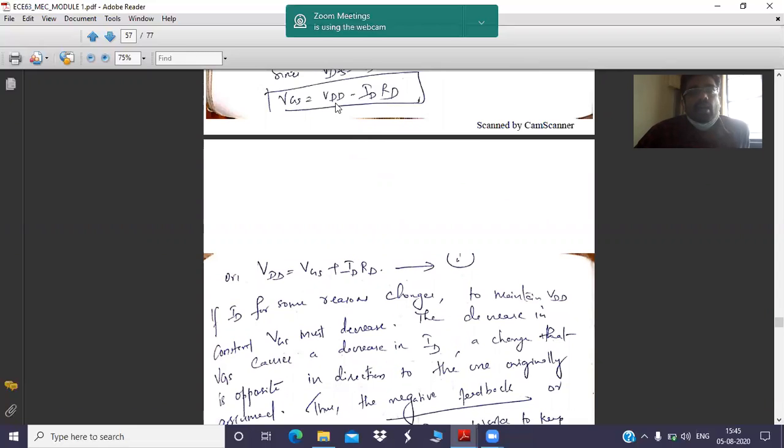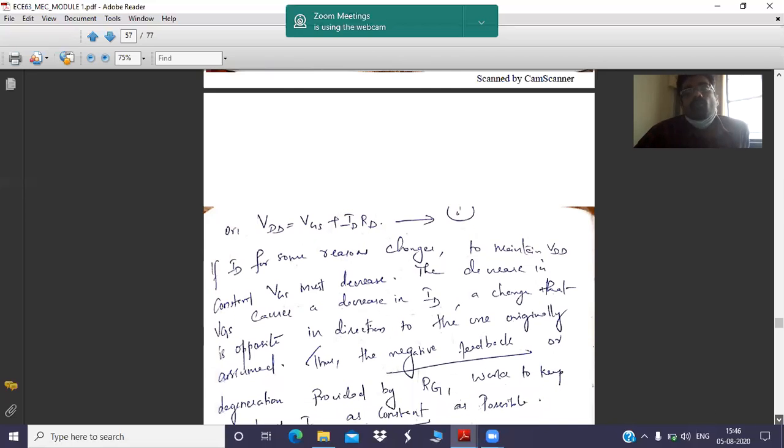Now what I will do is, I will take this IDRD along with the VGS. So minus IDRD, taken along with VGS, the total voltage VDD now becomes equal to VGS plus IDRD. So the total power supply is split between the gate-source terminal, and the remaining voltage drop is across RD. We have just rearranged this equation, and now VDD equals VGS plus IDRD. Now, is this fine? Based upon this equation only, you are going to explain the working.